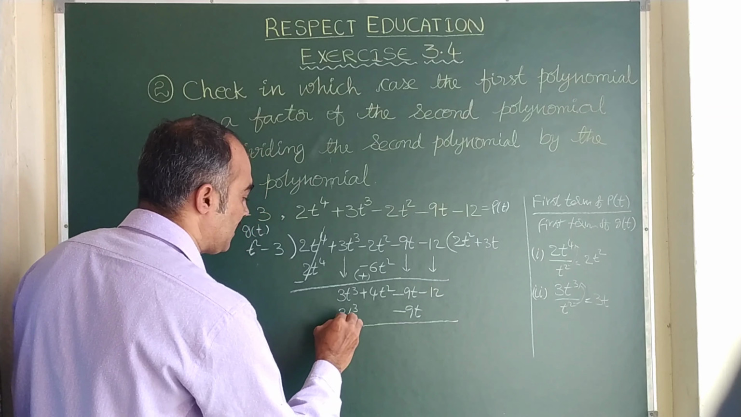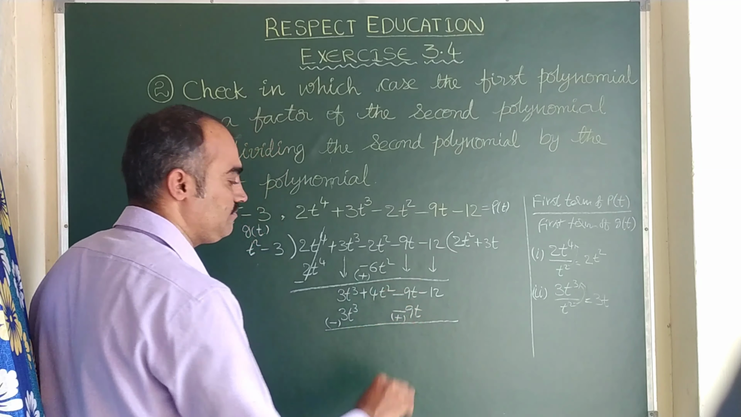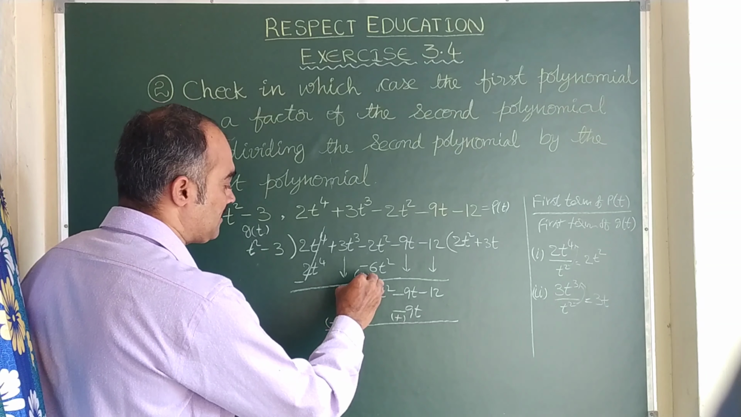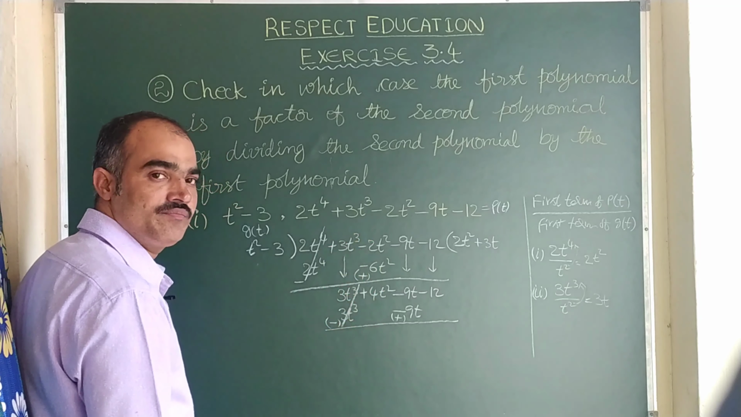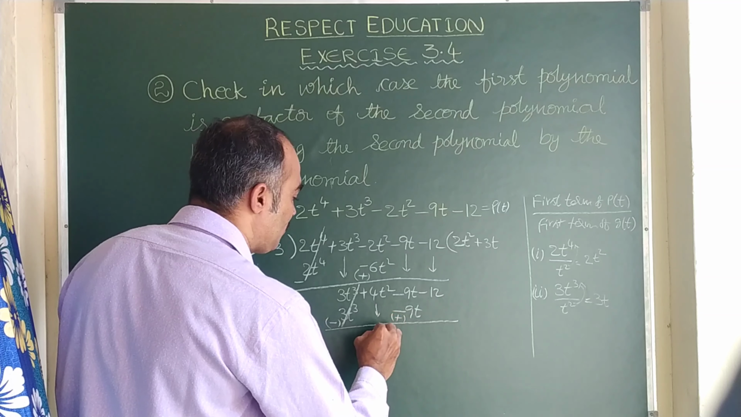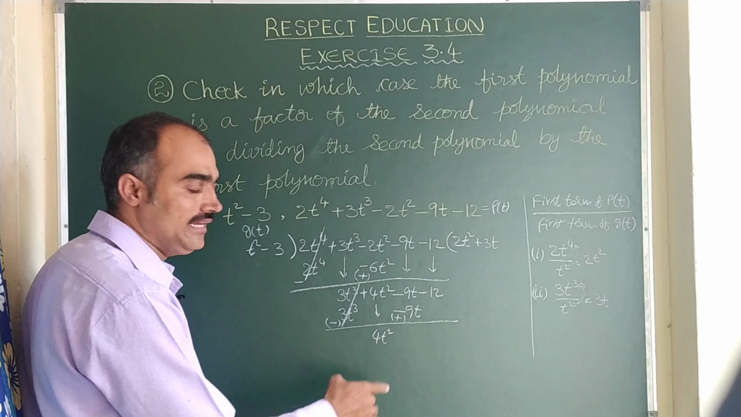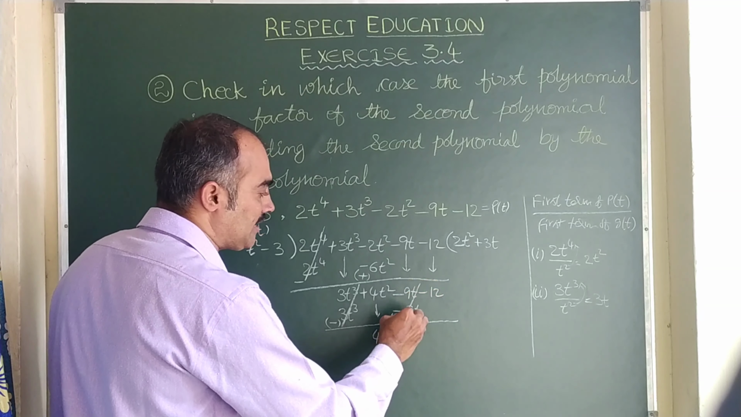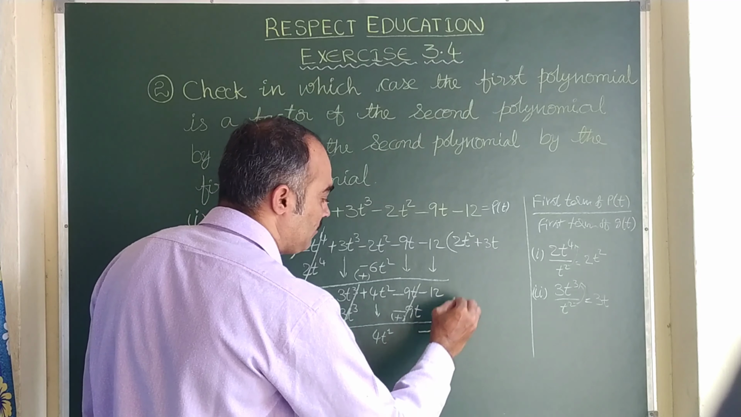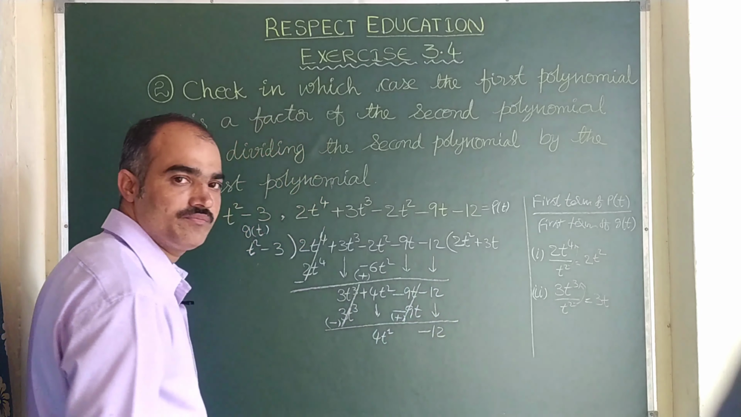Now again on subtraction the symbols will be changed. So here plus 3t cube minus 3t cube get cancelled. So let us drop this 4t square as it is. Minus 9t, now it is plus 9t. Both get cancelled. Here minus 12. Let us drop minus 12.